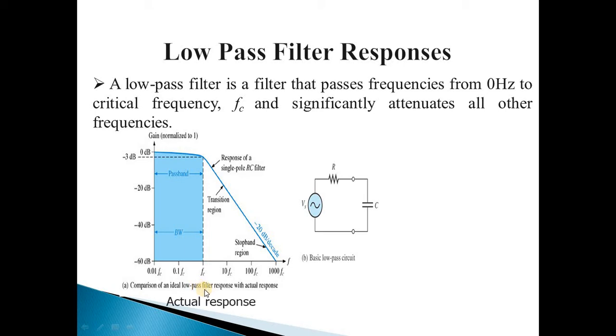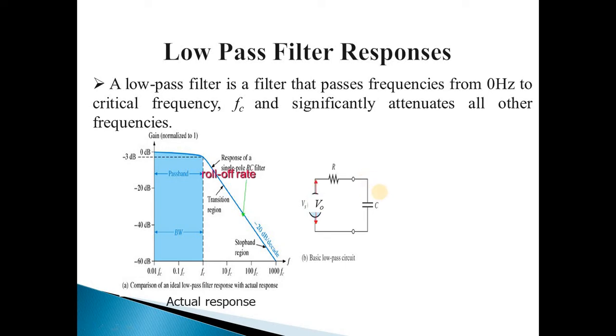This is the actual response of the filter. We have pass band in this response, then transition region and stop band region. This response is a response of gain versus frequency, and this is a single pole filter. That is why the roll off rate is minus 20 dB per decade. The basic circuit for low pass filter is like this. Our input will be given to the R and output will be taken across the capacitor.